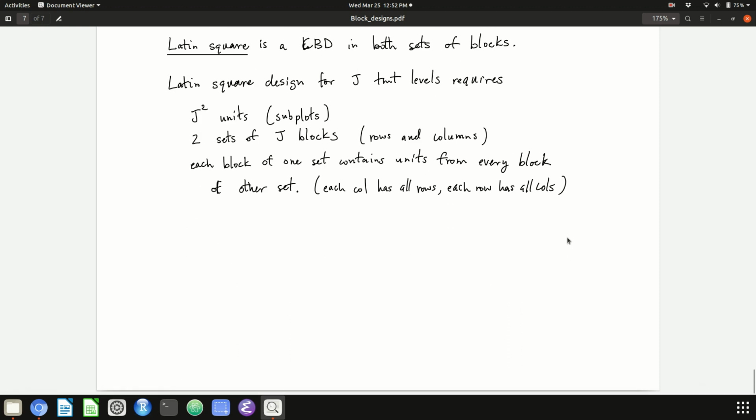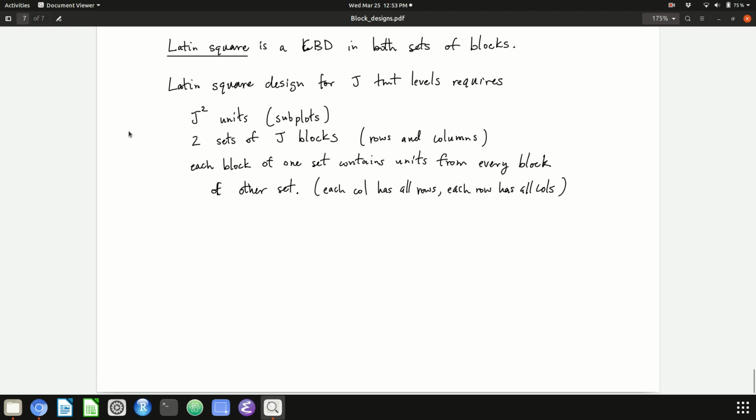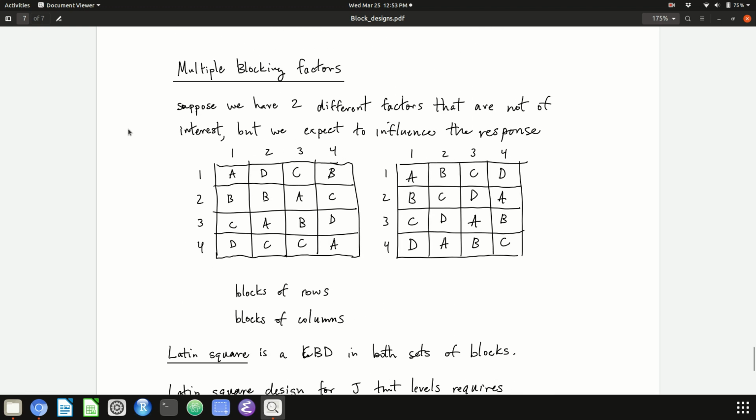Okay, that's it for block designs. Of course, things can get much more complicated. The next thing we'll talk about is what to do when you have more than 2 blocking factors. As you can imagine, you have to be very careful about that.